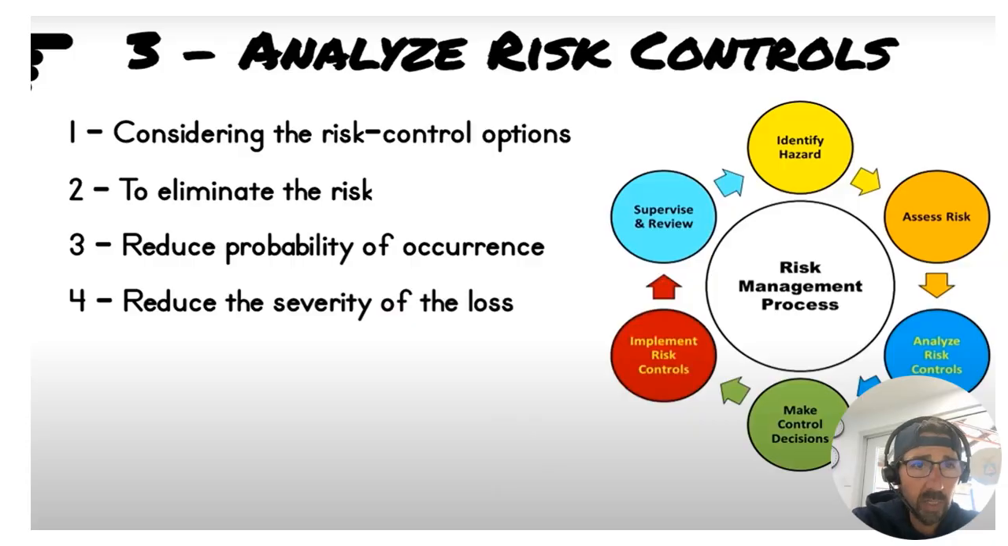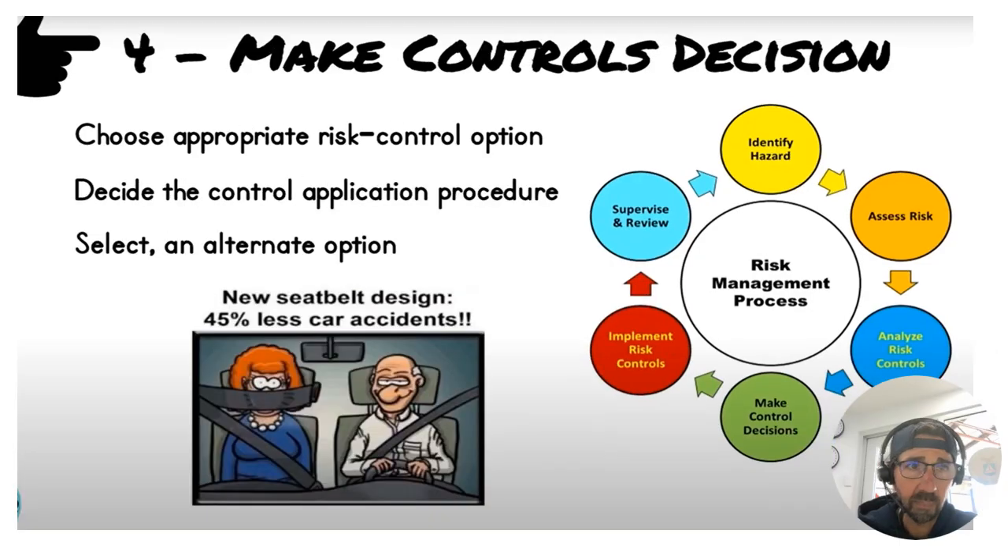We want to analyze the risk. So we consider the risk control options to eliminate the risk. What are some things that we could do to eliminate this risk? We might troubleshoot a little bit by leaning the mixture, but we're basically heading towards an airport. Reduce the probability of occurrence. It is already occurring, and then reduce the severity of loss. So we're heading towards an airport, and we could even declare an emergency to get priority.